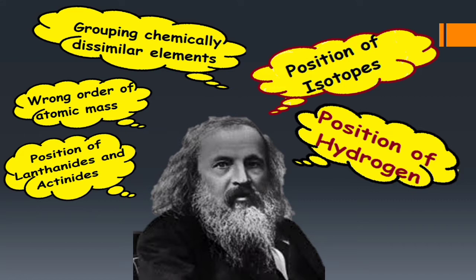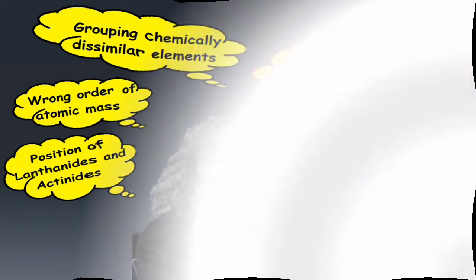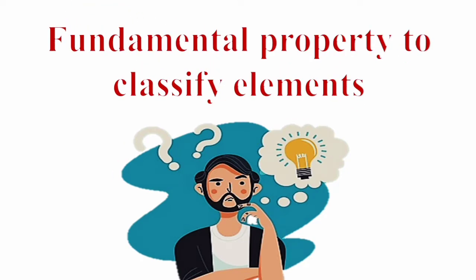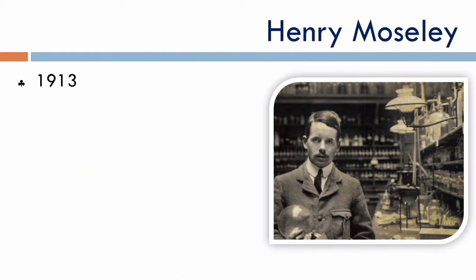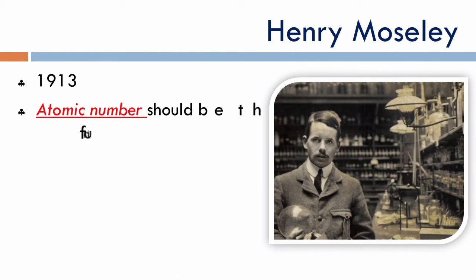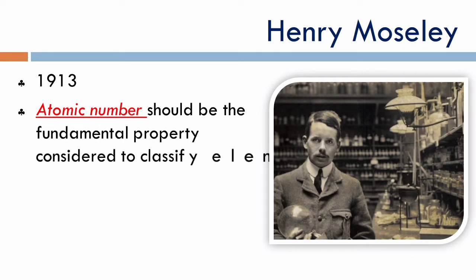Well, if the elements discovered later did not follow the periodic law given by Mendeleev, then what was the way to arrange them? When atomic mass was taken as a fundamental property to classify elements, it resulted in failure. So, what should be the fundamental property to classify elements? In the year 1913, Henry Moseley suggested that atomic number should be the fundamental property to classify elements.